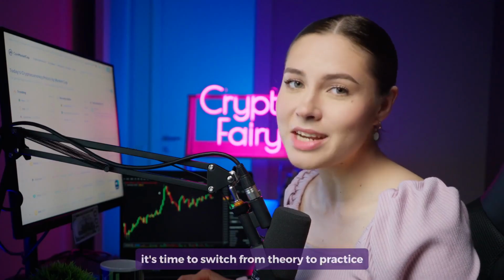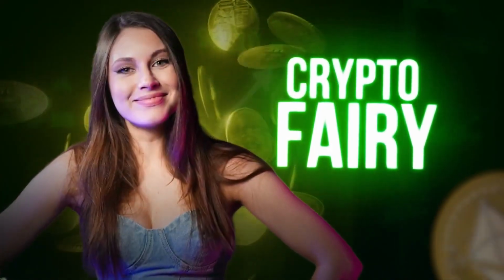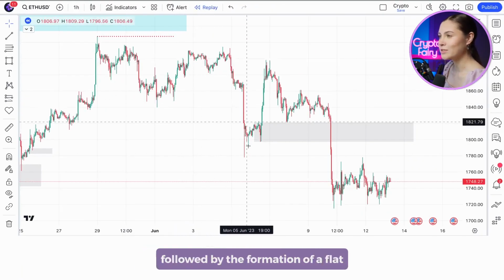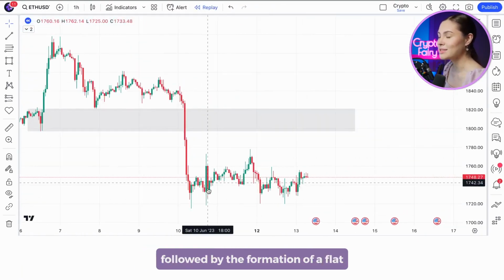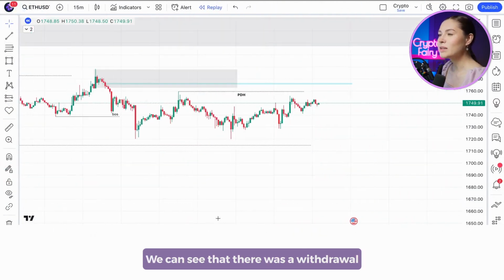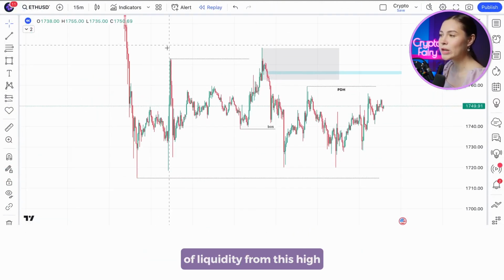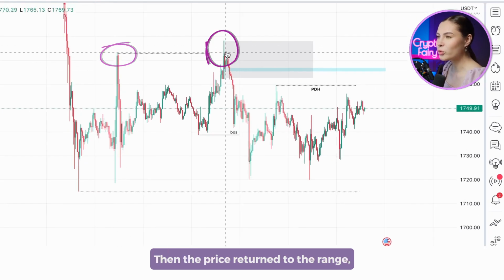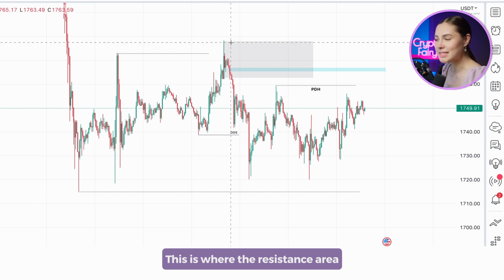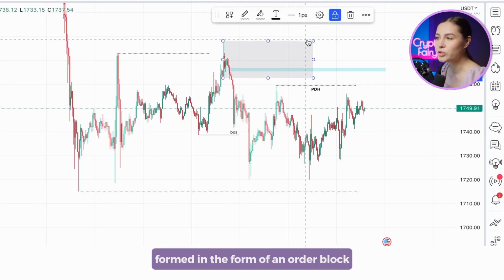My friends, it's time to switch from theory to practice. On the higher time frame, you see a strong downward movement followed by the formation of a flat. Let's look at this flat on the 15-minute time frame. We can see that there was a withdrawal of liquidity from this high. Then the price returned to the range, breaking structure. This is where the resistance area formed in the form of an order block.